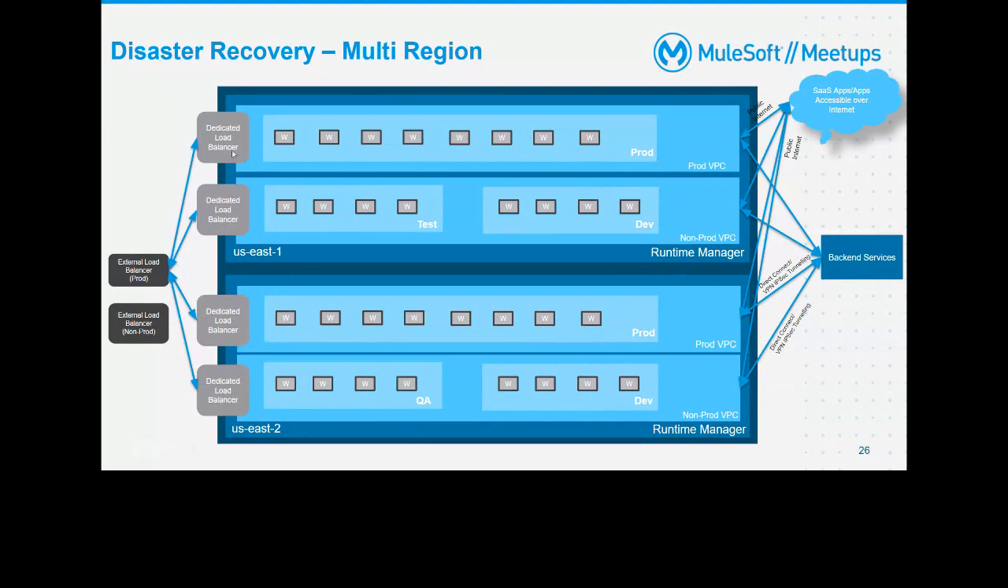Then you can set up the load balancer for each environment, each VPC in each region, so there will be a total of 4 load balancers. If you want this to work in active mode, then you have to set up an external load balancer in front of these dedicated load balancers. The request will come to the external load balancer, which will route the traffic to either the dedicated load balancer of US East 1 or that of US East 2.